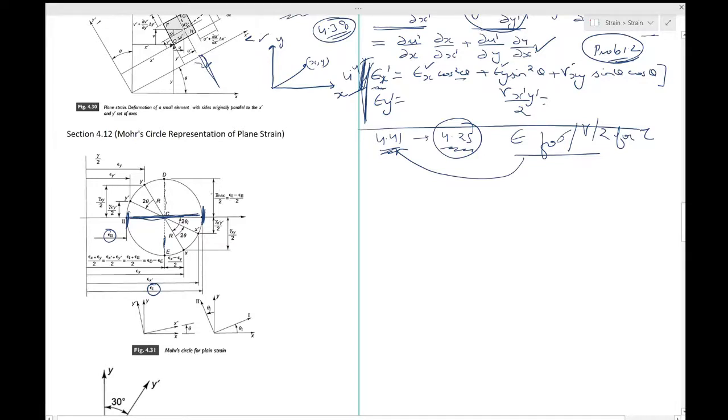So this gamma max by 2 is over there, and this value will be equal to E1 minus E2 by 2. So the maximum shear stress was also sigma 1 minus sigma 2 by 2. Here as well you have this value.